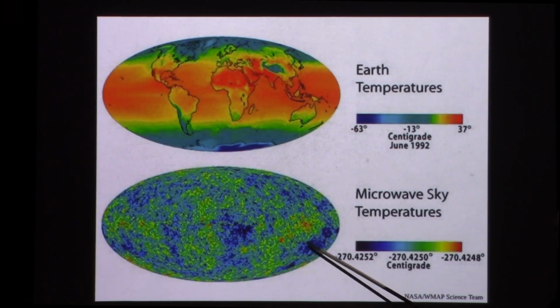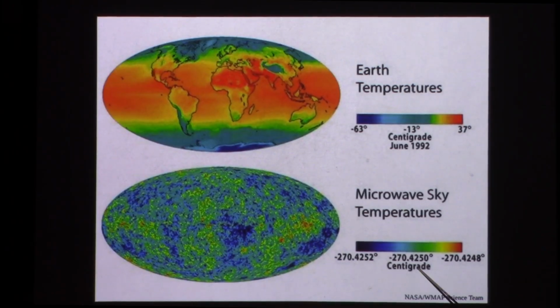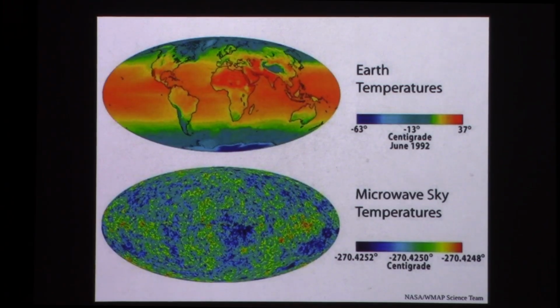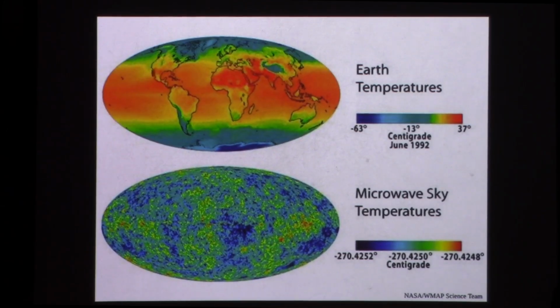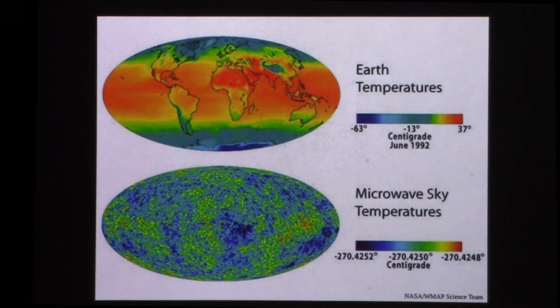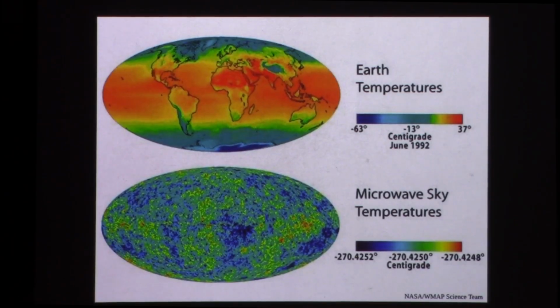And the point is, oh look, temperature variations as well, but look carefully at the scale. Minus 270.4252 degrees and minus 270.4248 degrees, for a difference of 0.0004 degrees Celsius, but that's also 0.0004 Kelvin, because Kelvin and Celsius are the same thing in terms of the size of a degree. In other words, these fluctuations are about a part in 100,000 compared to the average temperature.